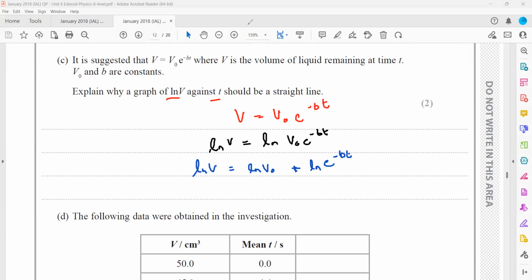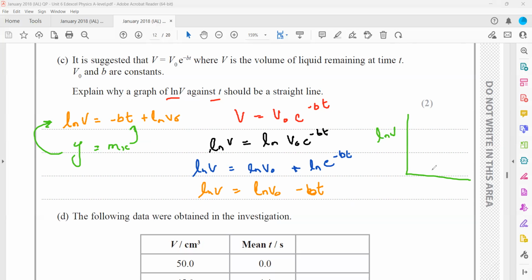ln and e are inverse functions, so they cancel out each other. So we'll say ln V equals ln V naught minus bt, because e and ln cancel out. But because we are plotting time on the x-axis, it should be after the equals sign. So if we rearrange the equation, we can say ln V equals minus bt plus ln V naught. And then we compare with the equation of a straight line. On the y-axis, we have ln V, on the x-axis we have t, so what will the gradient be? Our gradient will be minus b. It means the graph between ln V and t should have a negative gradient.